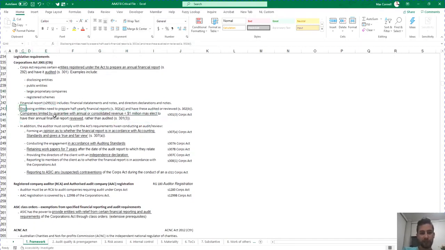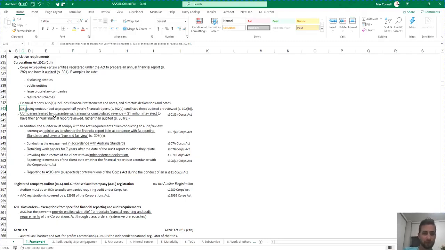Okay, so disclosing entities need to prepare half-yearly financial reports and have these audited and reviewed. Companies limited by guarantee with annual or consolidated revenue less than $1 million may elect to have their annual financial report reviewed rather than audited. So there are a few loopholes where you can elect not to have it audited, to help reduce costs for the preparers, so you can have it reviewed rather than audited.